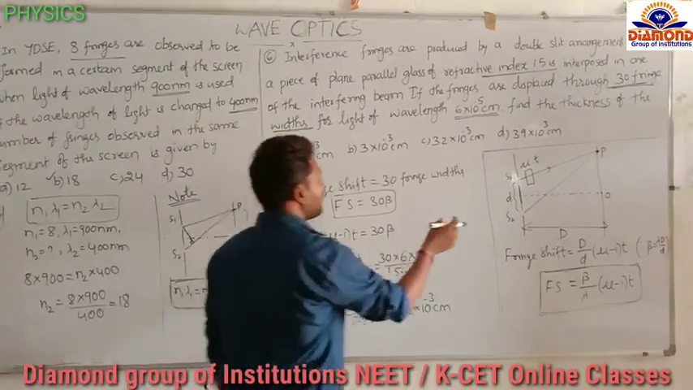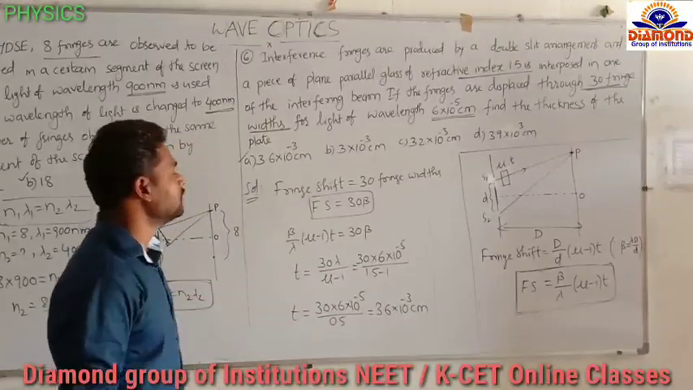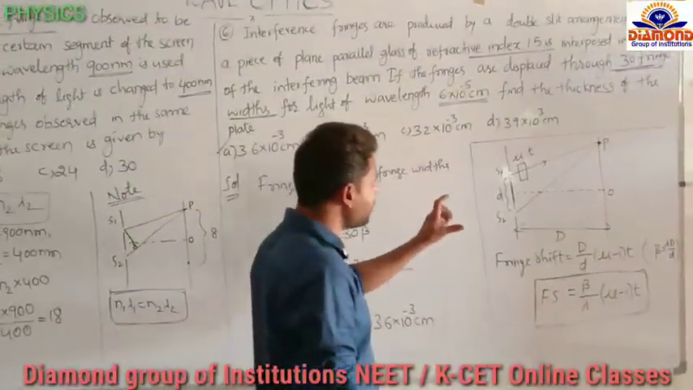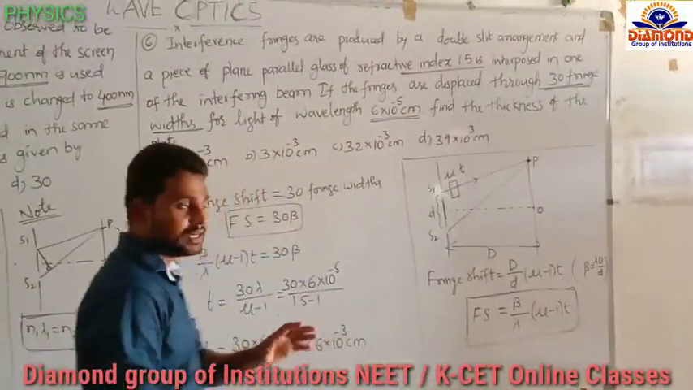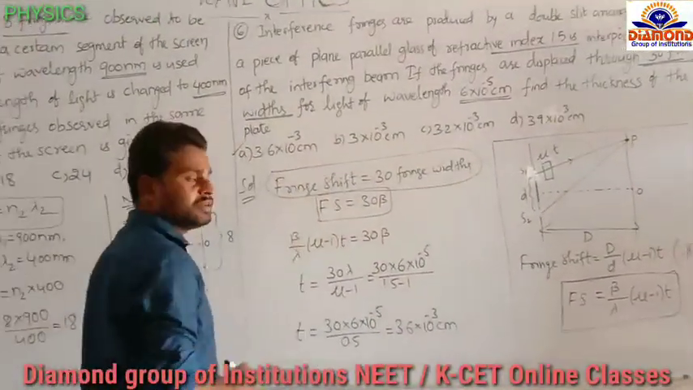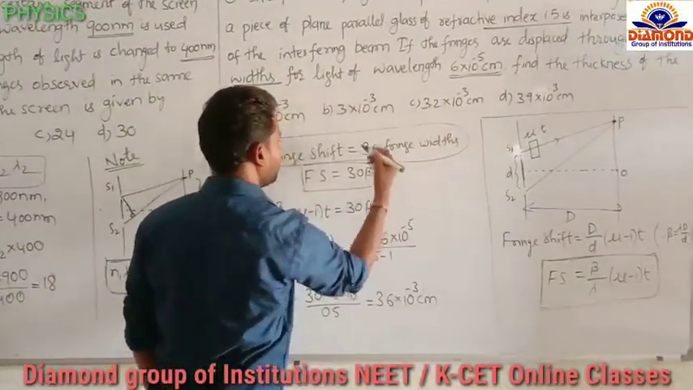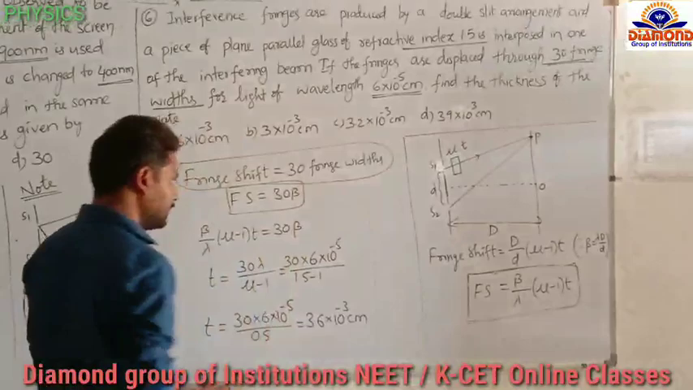Due to keeping the glass plate in front of the slit, 30 fringes are displaced. That means the fringe shift is equal to the width of the 30 fringes. So I am equating the fringe shift to the fringe width, whose symbol is beta. So fringe shift is equal to 30 beta.